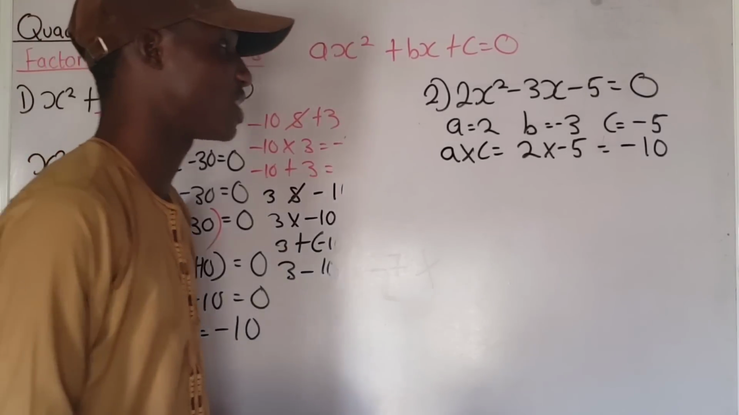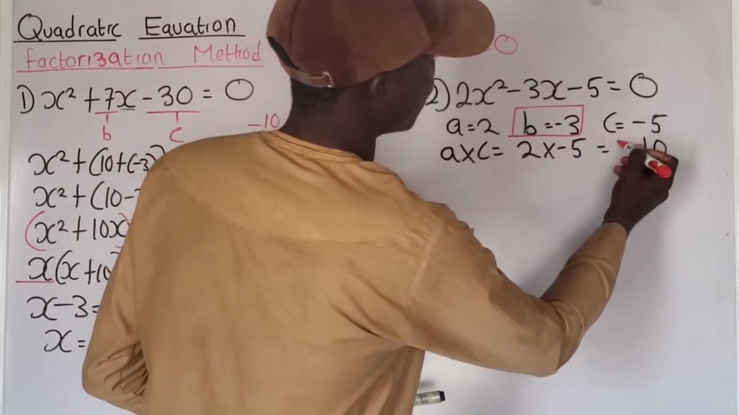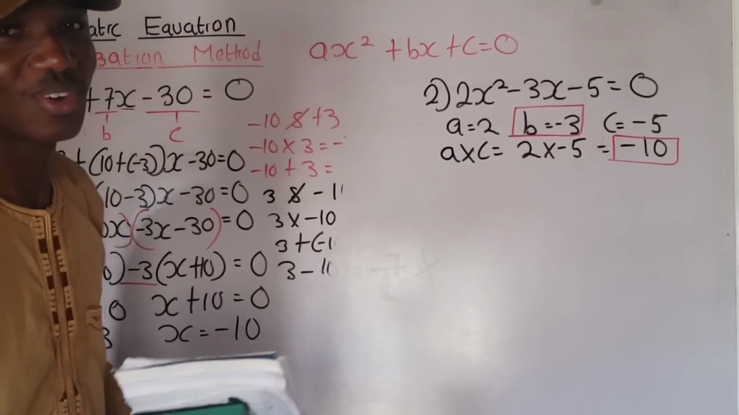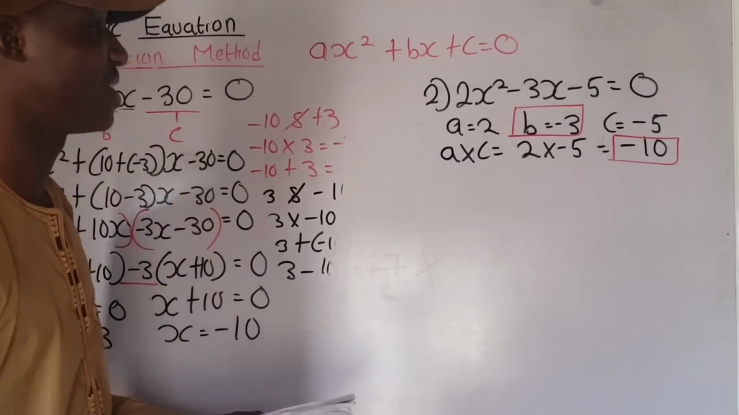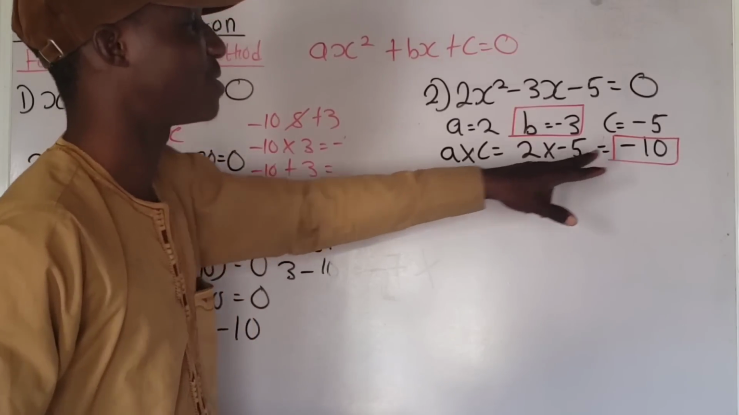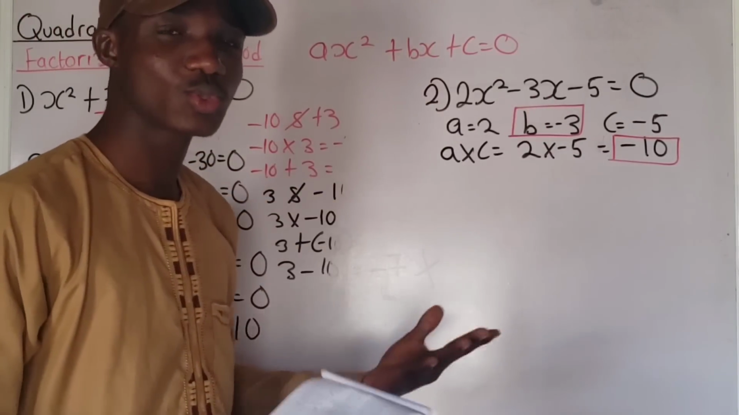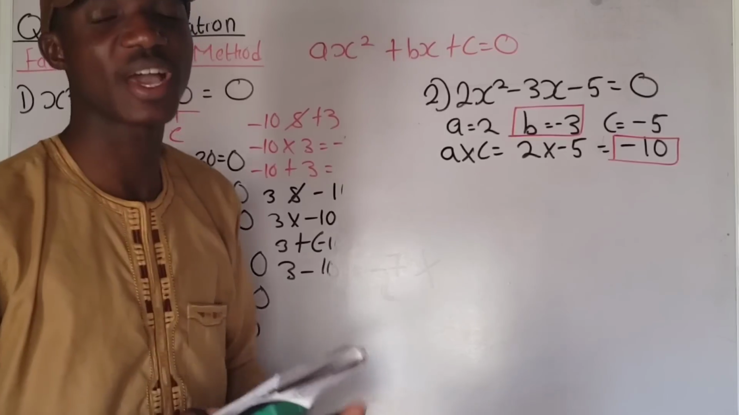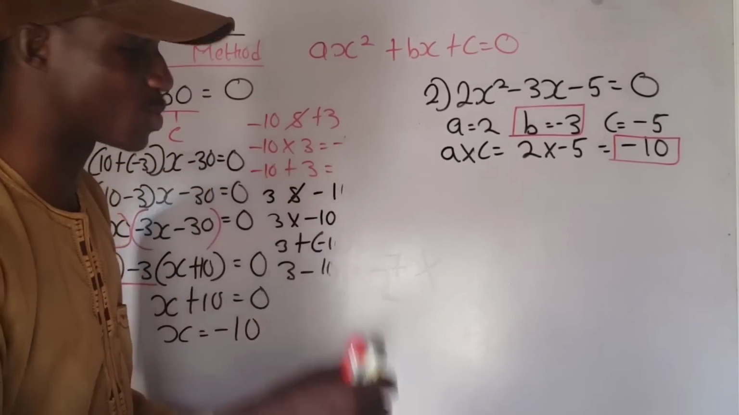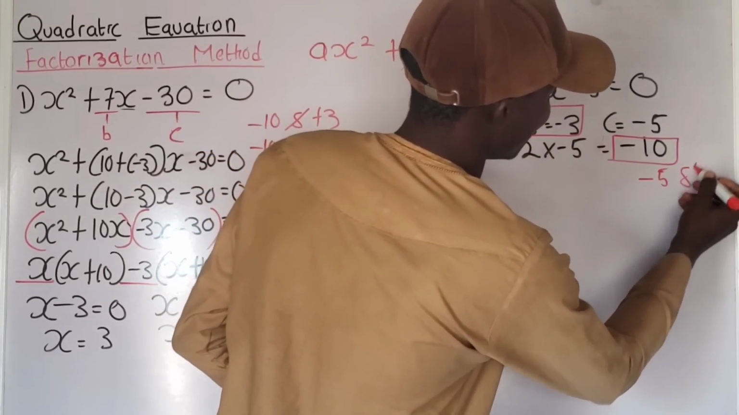Let me give you the time to think. Are you done? Now, write what you think. Write it somewhere, okay? What are the two numbers such that if I take their product, I'm going to have negative 10, and if I add them together, I'm going to have negative 3? Those two numbers are negative 5 and 2. Do you get it right? If you get it right, kudos to you, okay? Those two numbers are negative 5 and 2.